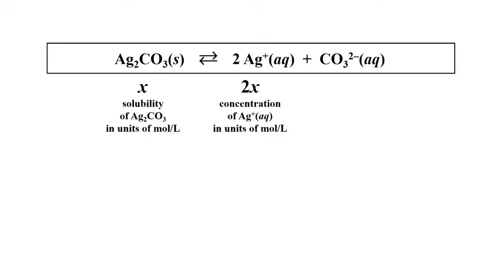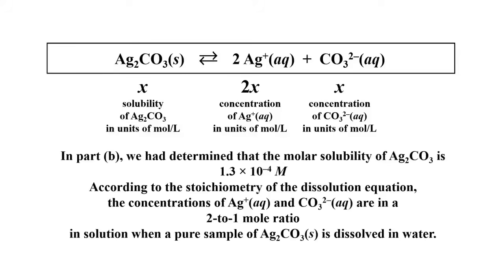2X would represent the concentration of aqueous silver ions in solution in units of moles per liter, and X would represent the concentration of aqueous carbonate ions in units of moles per liter. So we already have the solubility of silver carbonate in units of moles per liter. That was 1.3 times 10 to the -4 moles per liter.